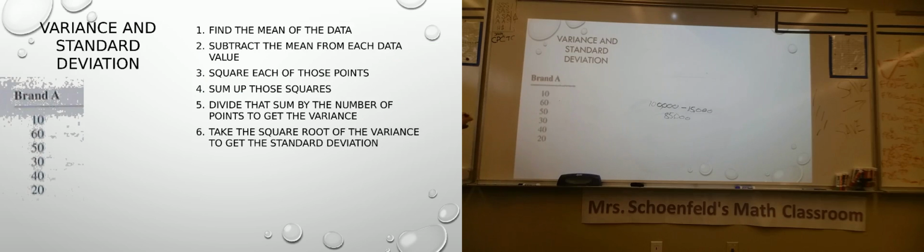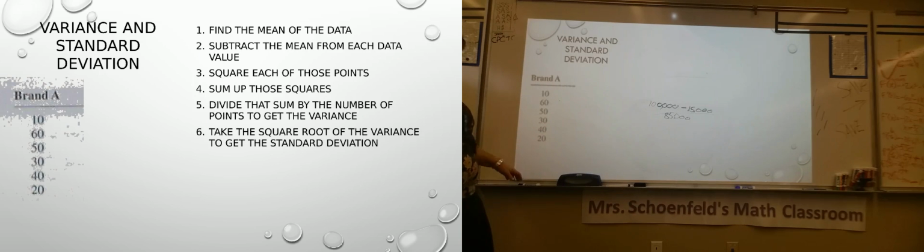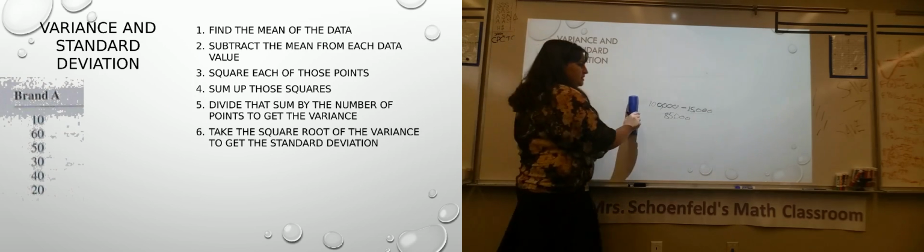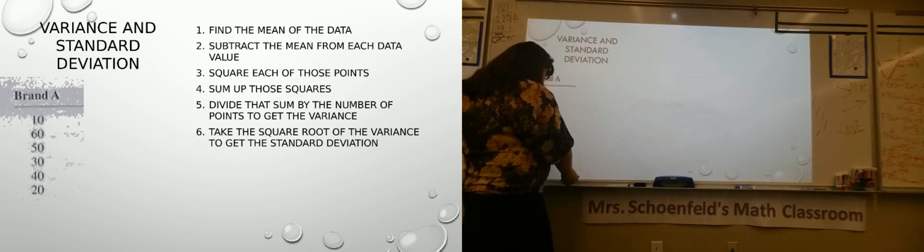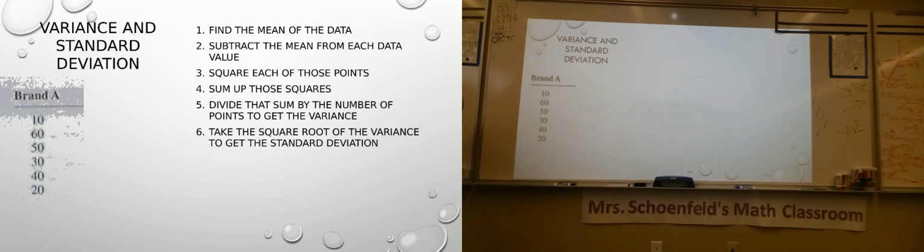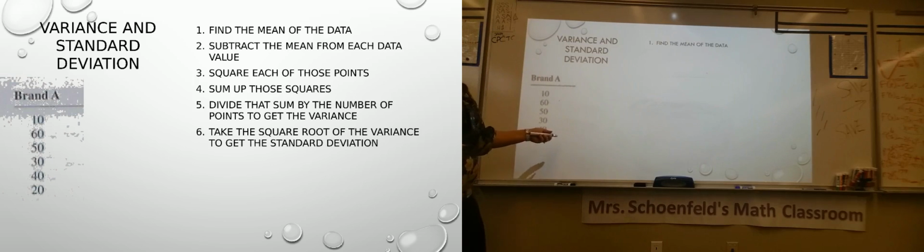Now we're going to find variance and standard deviation. They're made from basically the same exact equations. Standard deviation is just the square root of the variance. So we always want to find our variance first. There are lots of steps. First, find the mean of the data. We already found the mean of this one.